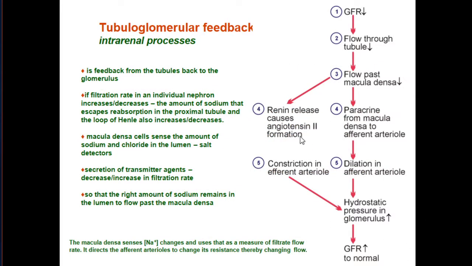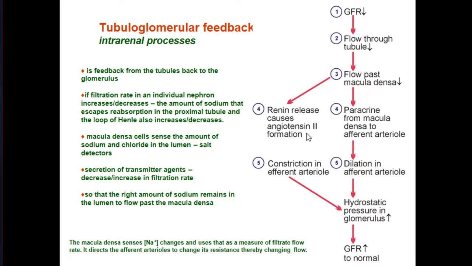The second case is the tubulo-glomerular feedback. It happens inside the kidney as well, and that's the feedback from the tubules back to the glomerulus. So let me give you an example. If the glomerular filtration rate decreases, then the flow of urine through the tubule decreases, which means the amount of sodium which escapes reabsorption will be less, and less sodium flowing past the macula densa will lead to renin release, which will further cause angiotensin production.